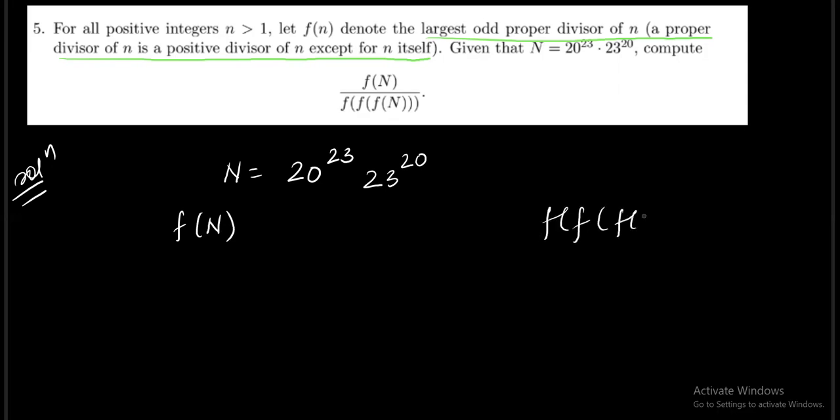Now it is given that N is equal to 20 raised to the power 23 multiplied by 23 raised to the power 20. Then we need to compute the value of f(N) upon f(n). How are we going to solve the question? Let us solve by first of all considering the number. So what is the number that we have here? The number, as you can see, is this one. This is the number that we have. What they want us to calculate is the greatest odd proper divisor of this number. We need to calculate f(N), and further we need to calculate f(n).